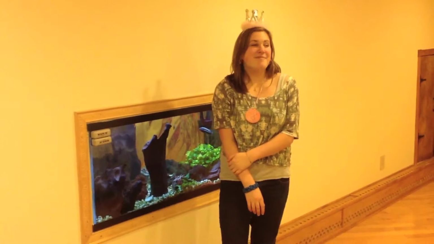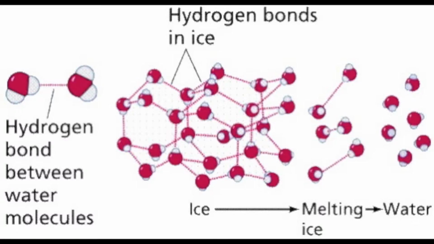Hey! Merci, Fonz. Because hydrogen bonds are stronger than van der Waals forces, molecules with hydrogen bonding have higher melting and boiling points. Hydrogen bonding can also explain why water is less dense in its solid form than it is in its liquid form.